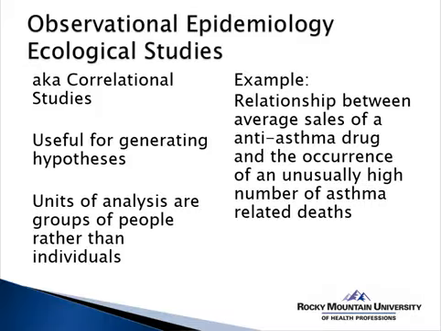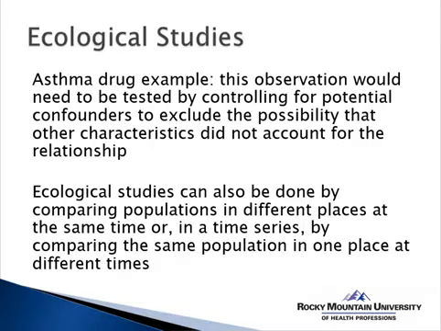Ecological studies, also known as correlational studies, are useful for generating hypotheses. The units of analyses are groups of people rather than individuals. And so an example here, a study looking at the relationship between the average sales of anti-asthma drugs in different areas and the occurrence of an unusually high number of asthma-related deaths in a region. So you might think, oh, was the anti-asthma drug defective? Well, you would need to test that to control for potential confounders to exclude the possibility that other characteristics did not account for the relationship.